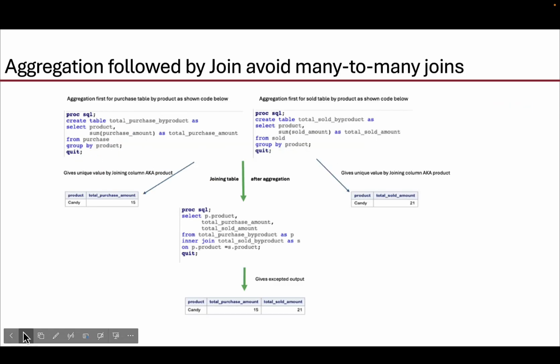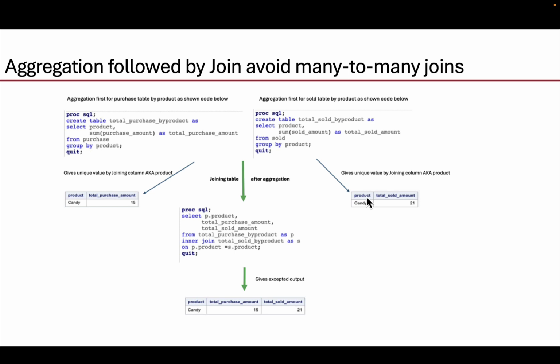In the next slide, if you see, in the first step I am doing aggregation on the purchase data set, wherein I am saying sum purchase_amount, and then I am doing group by product. So as I have three candies with $5 each, when I do group by product, my total for candy will be 15. So I have total_purchase_amount as 15, and then I am doing the same thing separately for the sold data set, and I have a candy value of 21.